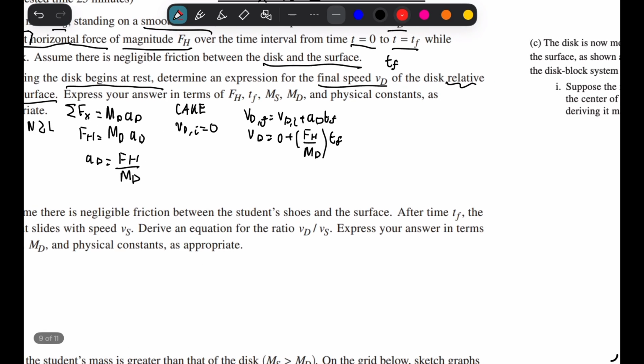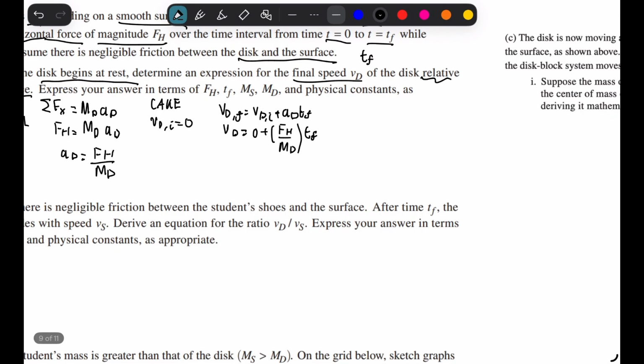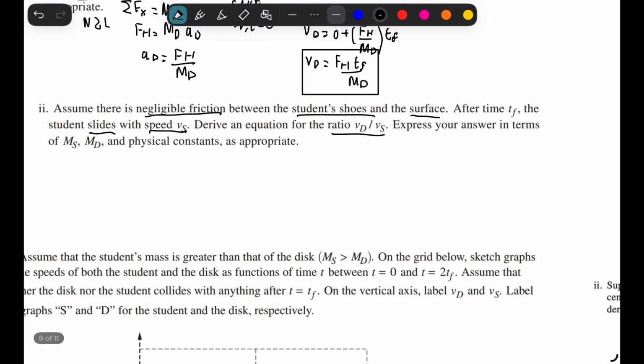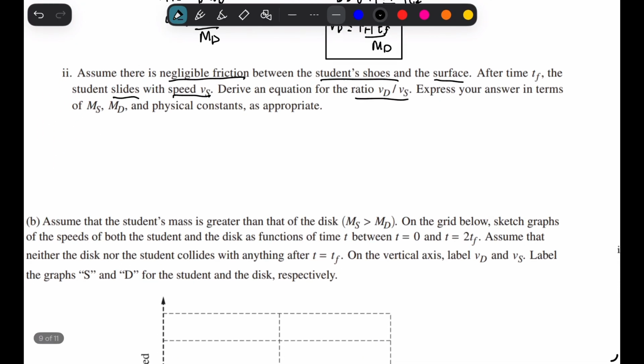And we can just substitute in. And we get F_H is T_F over m_D as our expression. For our second part, we assume there's negligible friction between the student's shoes and the surface. At time t_f, the student slides with a speed v_s. Derive an expression for the ratio of the velocity of the disc over the velocity of the student.